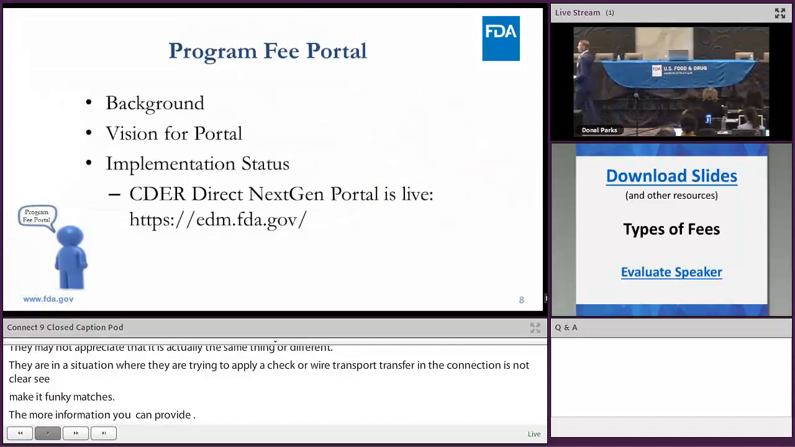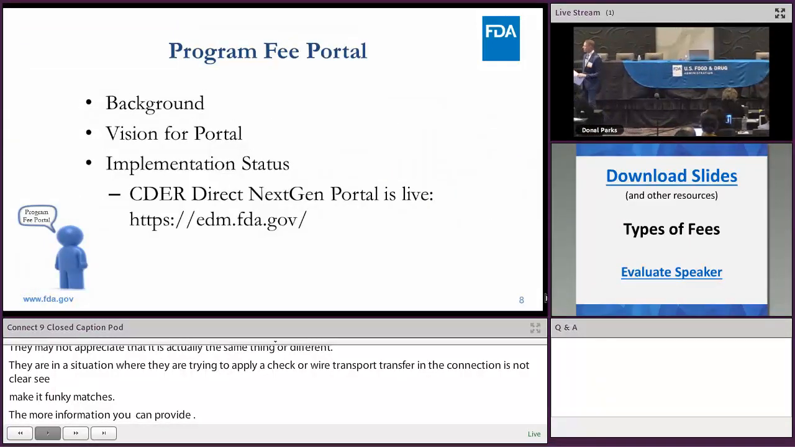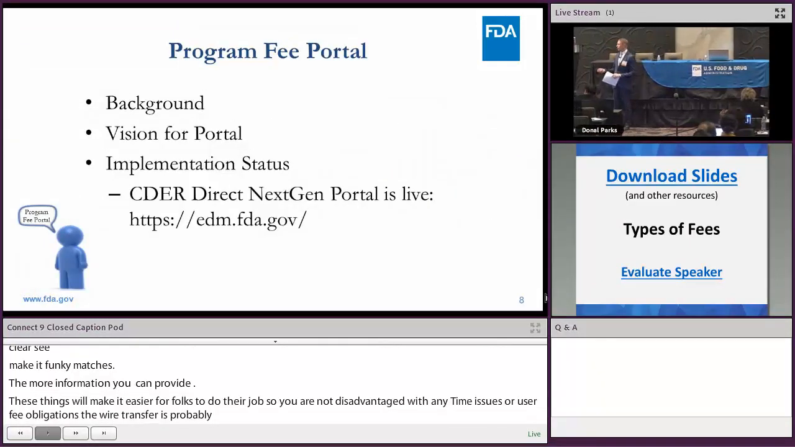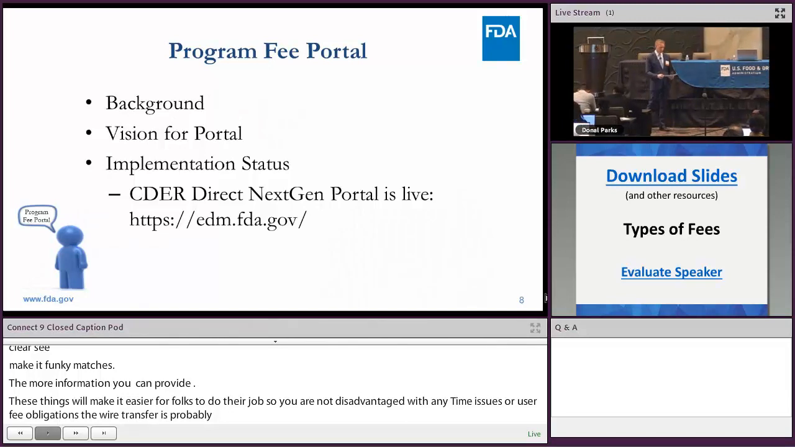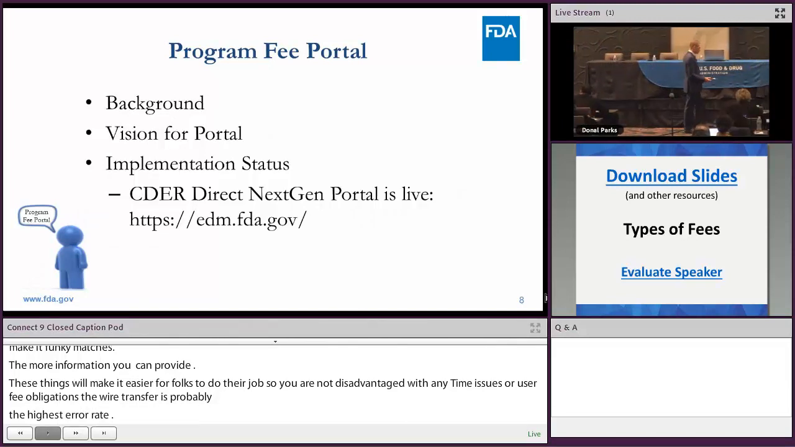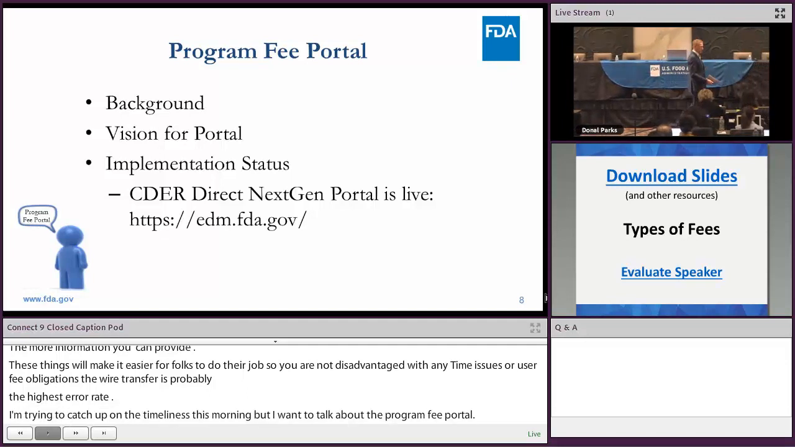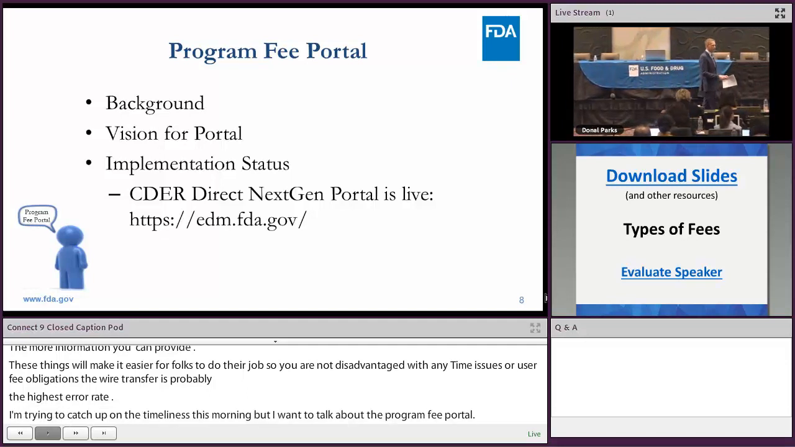So I'm trying to catch up a little bit on the time that we missed this morning, but I do want to talk about the program fee portal. This is sort of the last part of my talk, but it's, I think, the most important and timely. The program fee portal is something that we're relying on this year for the first time. We did have it available last year, but we didn't use it as much.